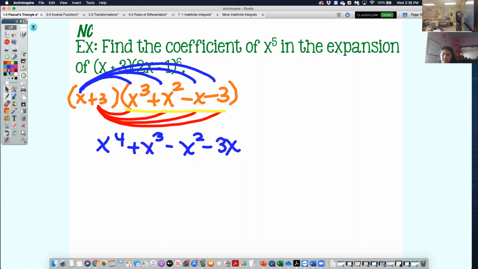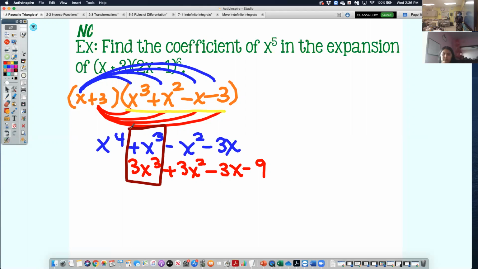And then when I multiply everything by 3, wouldn't that turn into 3x to the 3rd + 3x squared - 3x - 9? Okay, so you notice there are 2 terms that have an x to the 3rd that will have to add together. There are 2 terms I will have to add together that have an x squared. There are 2 terms I will have to add together that have an x term. Are you following me here?